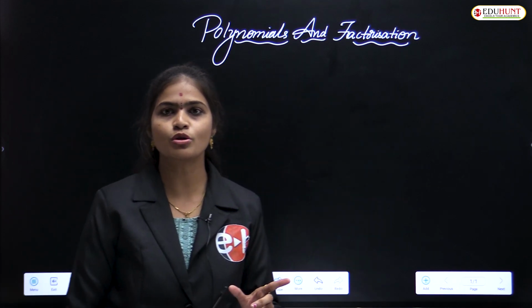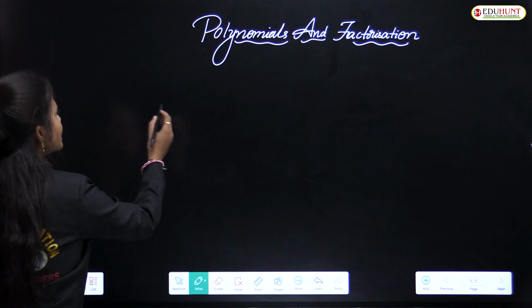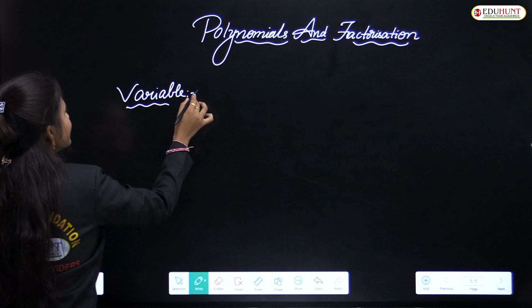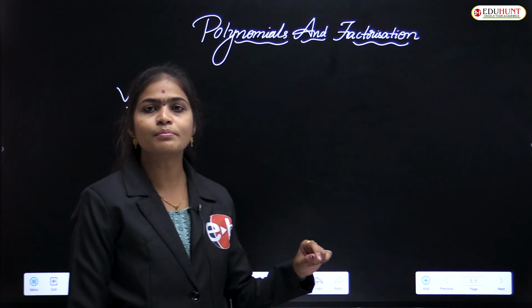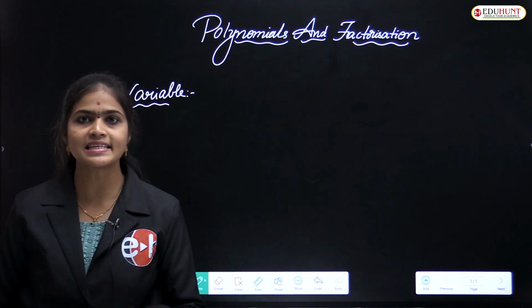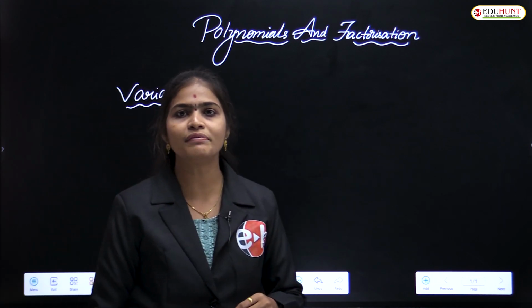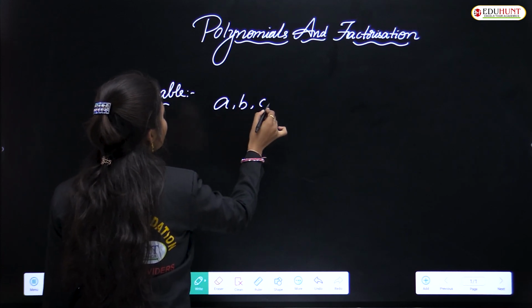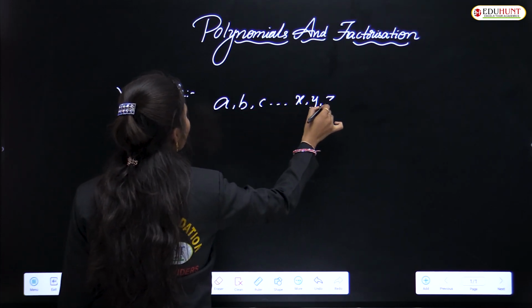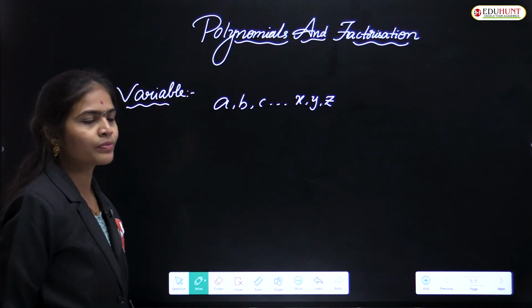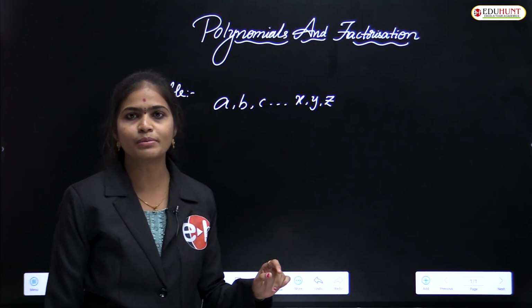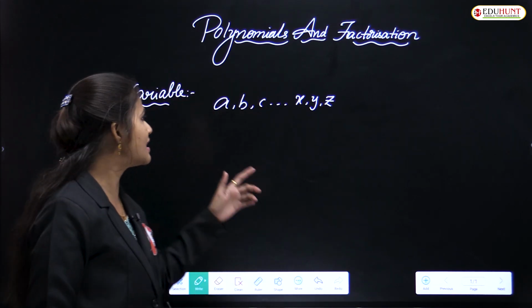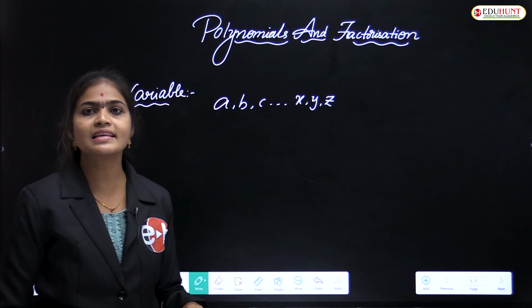We already discussed variables in the previous topic, so once again we will recall them. A variable is a symbol which can take any value from a certain set. It doesn't have a fixed value, so we call it a variable. We can take alphabets A, B, C and so on, mostly X, Y, Z. These are called variables, and these alphabets are also called literals.